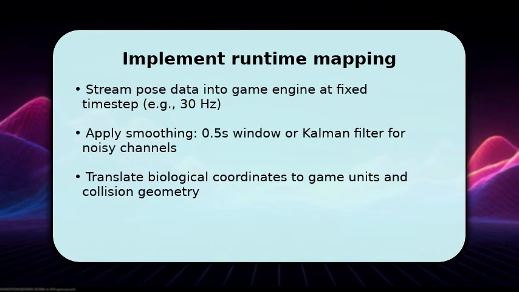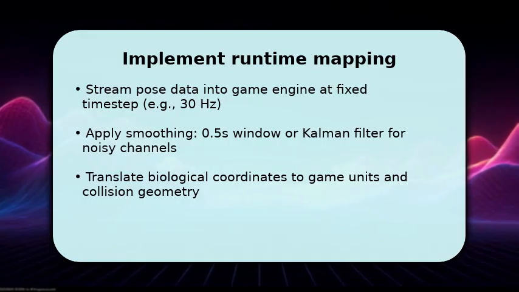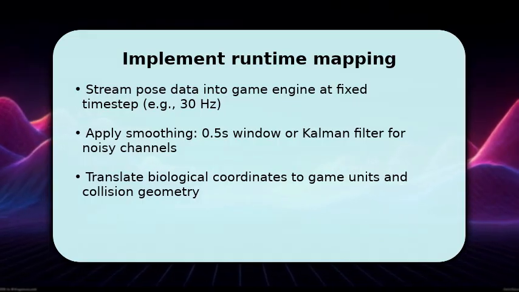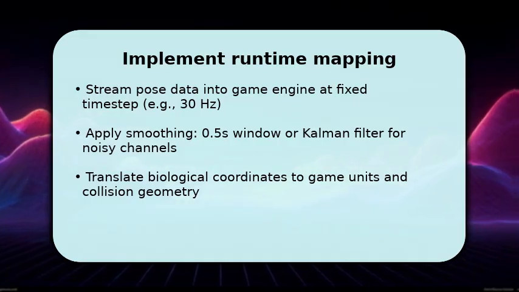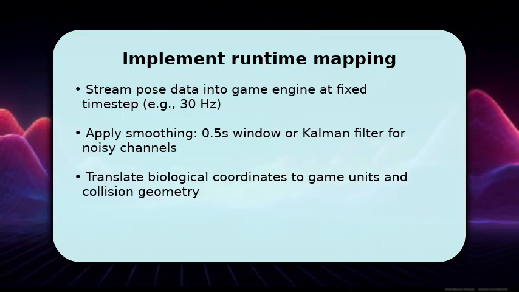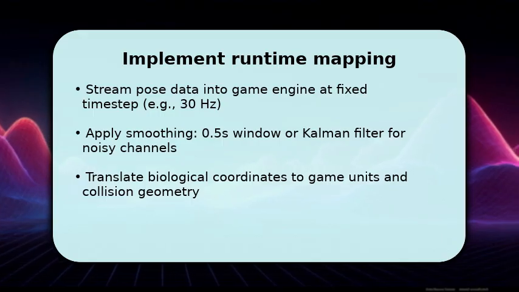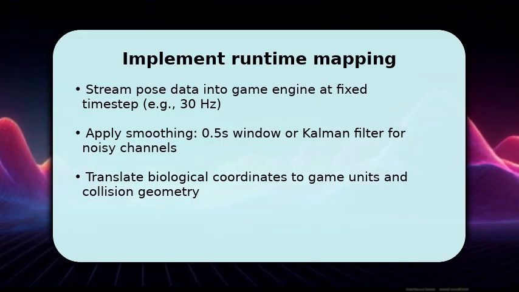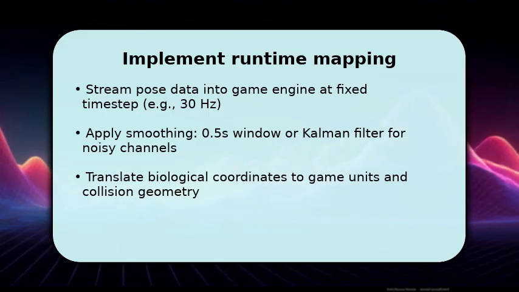You now run the mapping pipeline in real time. First, stream pose and sensor data into the game engine at a fixed time step, for example 30 Hz, to ensure stable simulation. Then apply smoothing, use a 0.5-second window or a Kalman filter to reduce noise while preserving responsiveness.